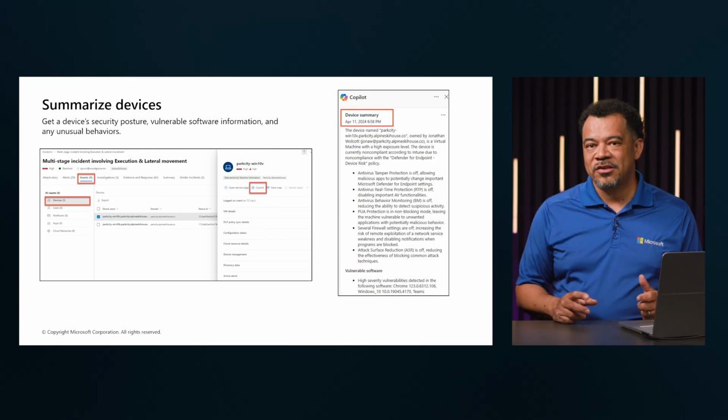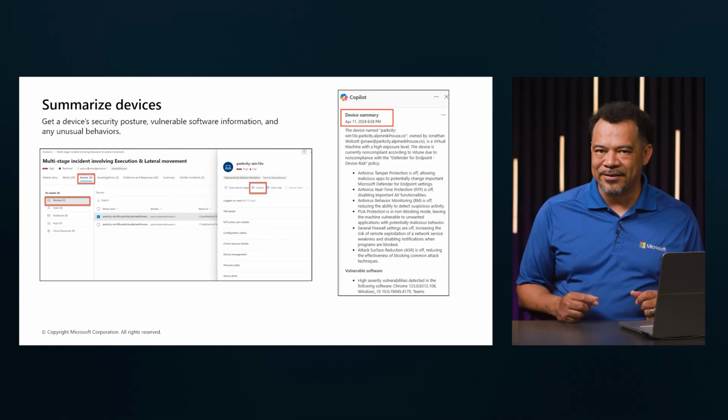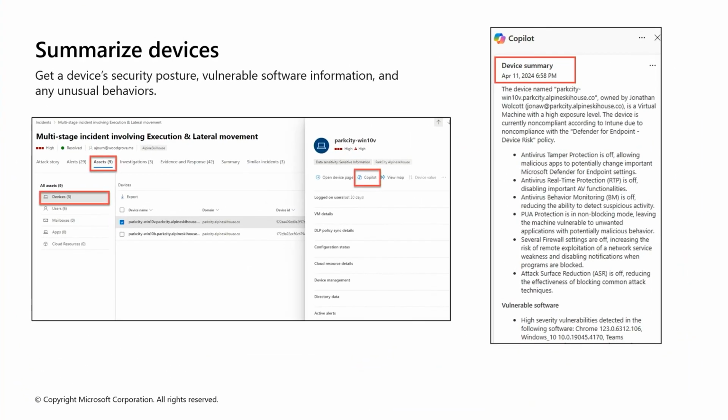From the left navigation panel, choose Devices, and then select a specific device name that you want. This will open an overview page on the right where you have the option to select Copilot. This streamlined process allows security teams to quickly gather crucial information about a device, aiding in faster and more effective incident response.